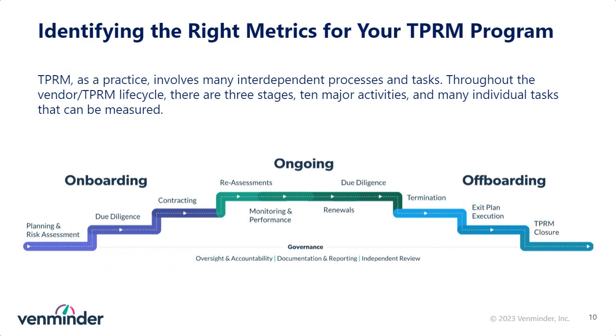Now, when it comes to figuring out which are the right metrics for your program, let's start with the life cycle here, because as a practice, the life cycle has many interdependent processes and tasks. And within these three stages, onboarding, ongoing, and offboarding, there are 10 major activities and many individual tasks that can be measured as part of your third-party risk management metrics.